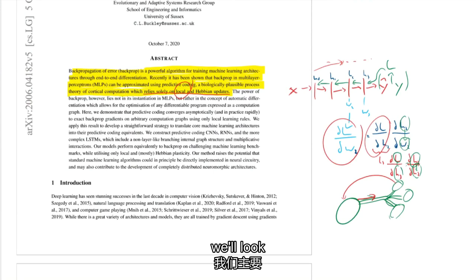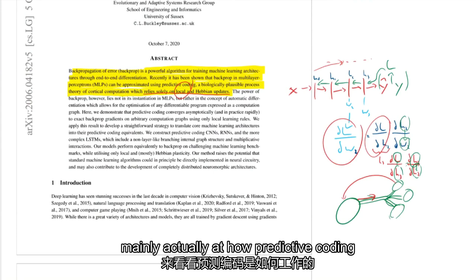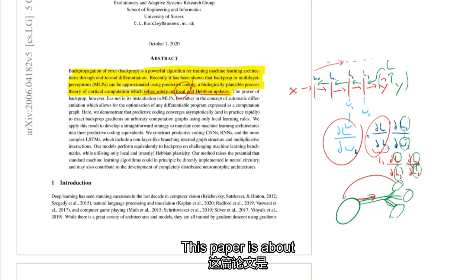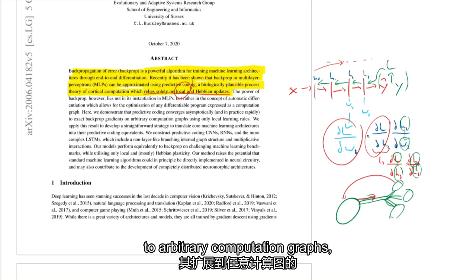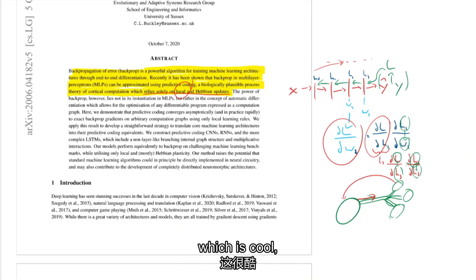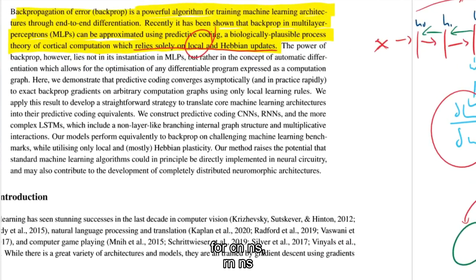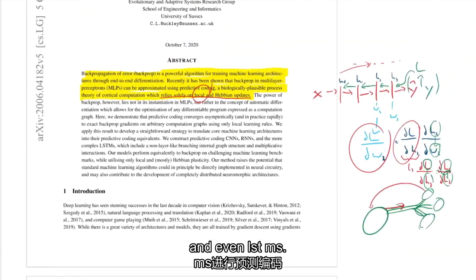And today we'll look mainly at how predictive coding works. Of course, this paper is about extending it to arbitrary computation graphs, which is cool because they do predictive coding for CNNs, RNNs, and even LSTMs.